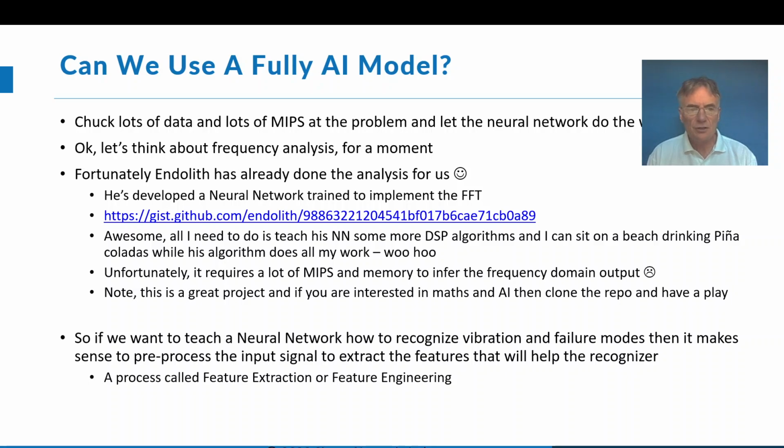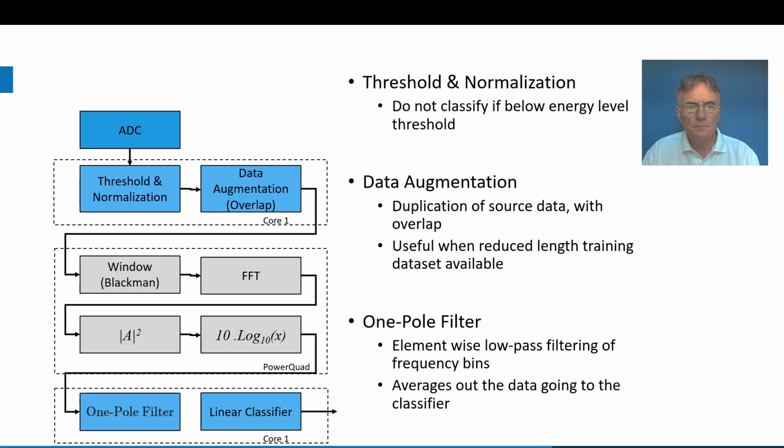So if we're going to try and reduce the MIPS, the memory, the cost, power consumption, all of these cost features of our system, then we need to implement those DSP algorithms using traditional approaches rather than just the big data approach. So this is why I like to call it intelligent AI. We are applying some intelligence and thought to the process of feature extraction ahead of applying the neural network, so that we can reduce the overall cost, whatever that cost is, of our system.